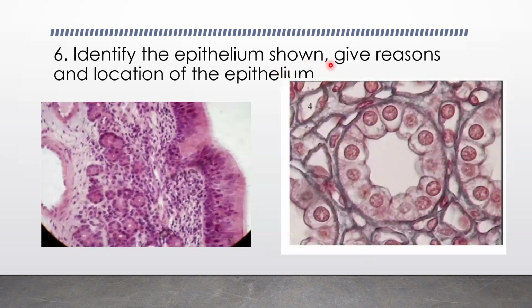Identify the epithelium shown, give reasons and location of the epithelium shown. At this point, I would like us to appreciate that we had seen this earlier. But a point to appreciate is that this is pseudostratified columnar epithelium. You can appreciate a brush border. This is cilia. And then you can appreciate that there are no goblet cells. Remember, pseudostratified columnar epithelium is found either in olfactory epithelium or in respiratory epithelium.